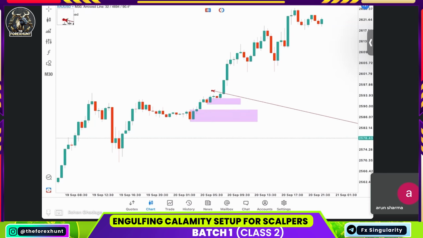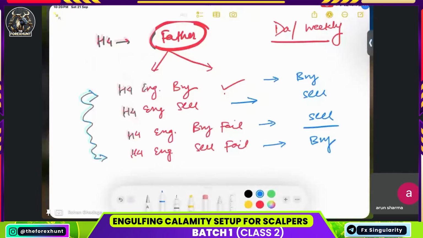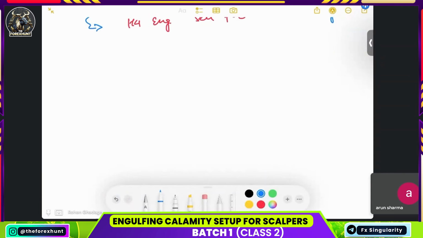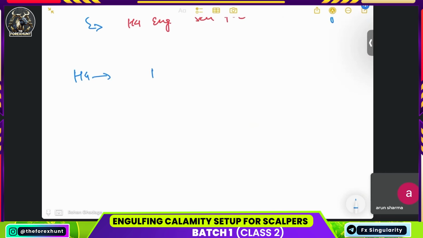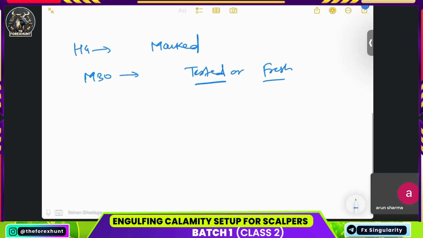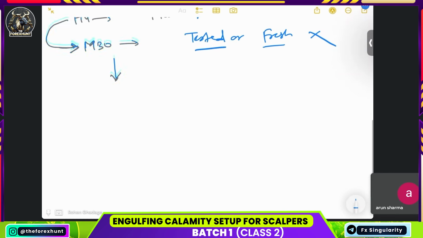Now, once the market comes to your box, simply you have to move to three time frames. So I am writing the process here. It can be a lengthy class, but I have to do H4. We have marked it. We need to mark the M30s. It can be tested or untested, because there is no need of these two things, you can mark it. There's no need to understand this as well. Then these M30s need to be within the H4. Then we have three time frames to trade.